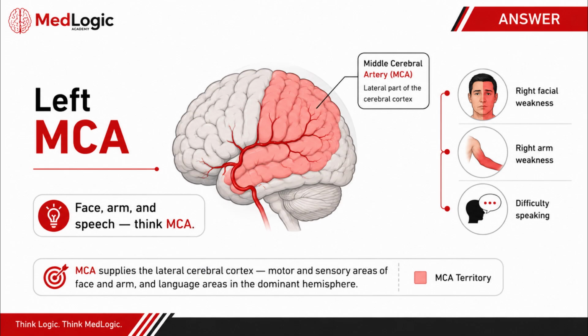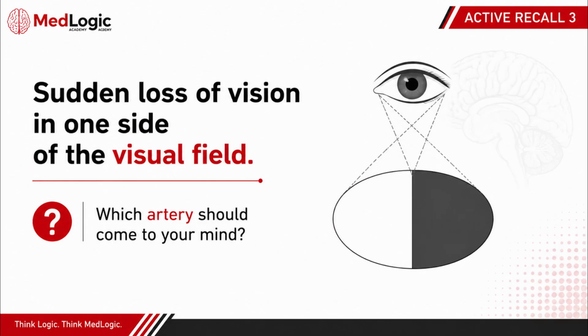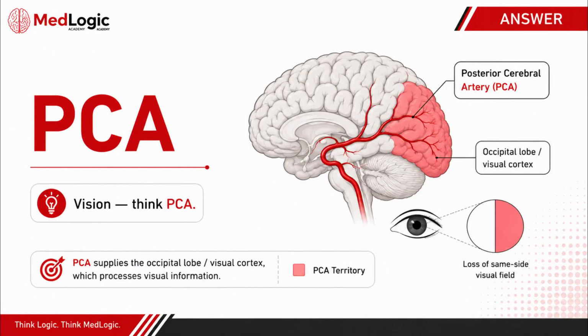Left middle cerebral artery. Face, arm, and speech? Think MCA. Now, sudden loss of vision in one side of the visual field. Which artery should come to your mind? Posterior cerebral artery. Vision? Think PCA.